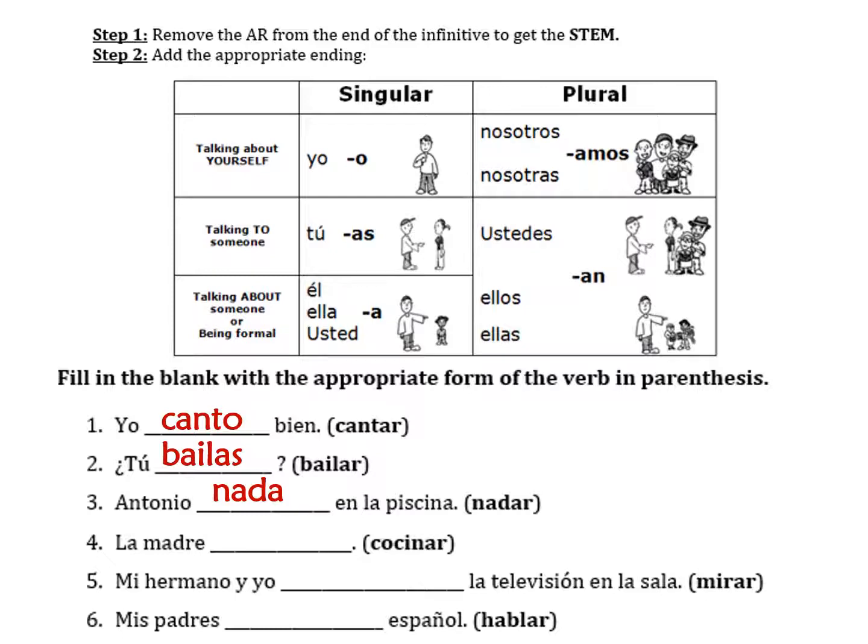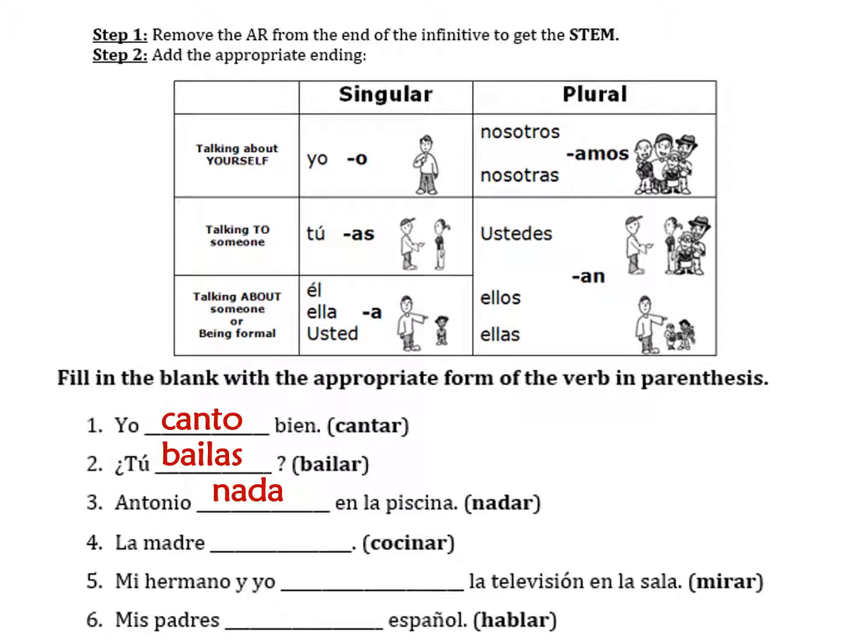In number 5, we have two people. Mi hermano, my brother, y yo, and I. So now we're going to move over to the plural column. We have two choices. When I, or yo, am with someone else in the sentence, that's going to be nosotros. Any other two people in the sentence, you're going to use either your ustedes, ellos, ellas ending, which all three of those people very conveniently use the an ending.